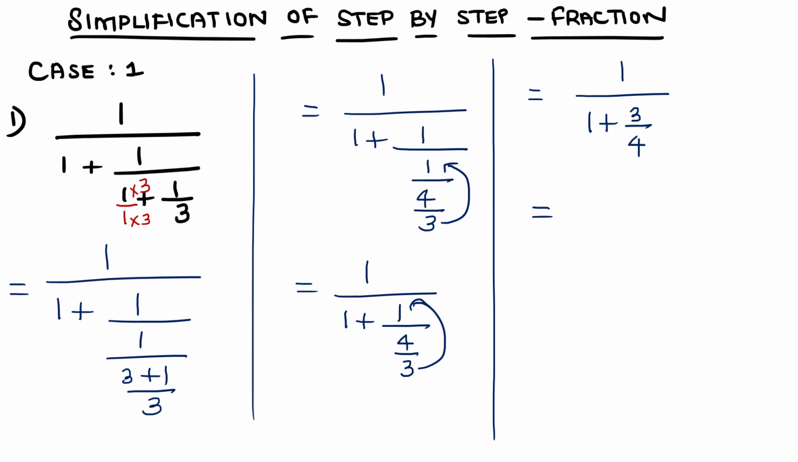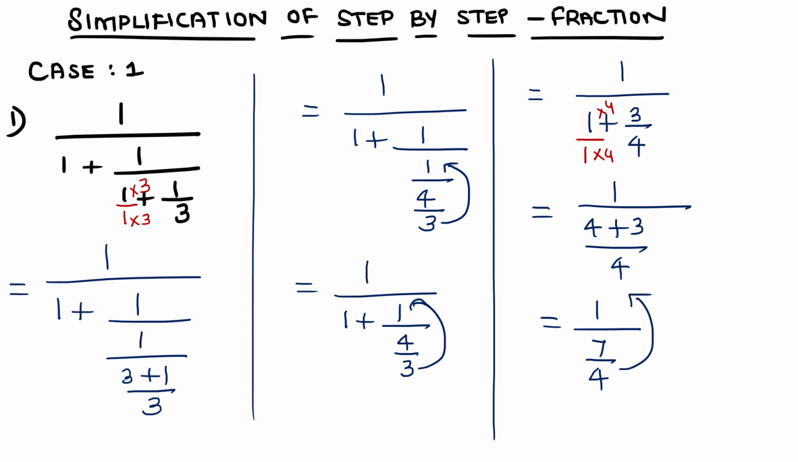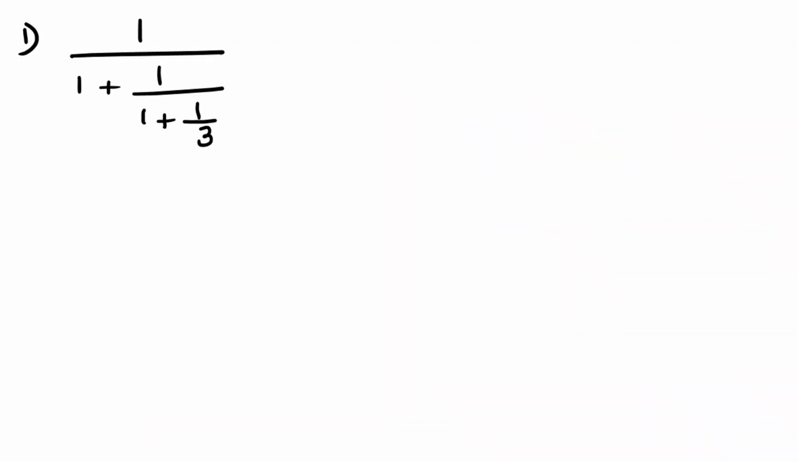Now again you will take the LCM. If there is no denominator, you will write it as 1. Between 1 and 4, the LCM is 4. I'll multiply by 4. Then I will be getting 1 divided by 4 plus 3 by 4, which in turn gives 1 divided by 7 by 4. Now I will be getting my answer. This 4 goes to the numerator part, so I'll be getting 4 by 7. This is the usual method. If you miss any step, the whole answer goes wrong. So now let's move on to the trick, how you can do it in a minute to get your answer.